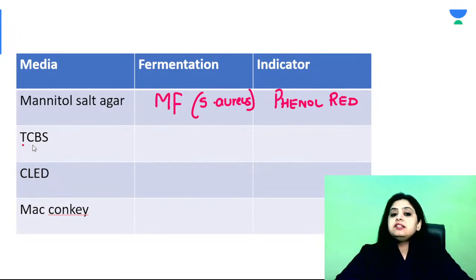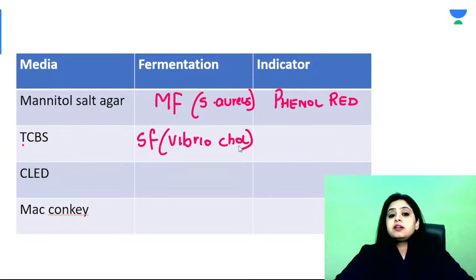Coming to the next, TCBS, thiosulfate citrate bile salt sucrose, sucrose fermentation. कौन करता है sucrose fermentation? Vibrio cholerae. अब this is the different one. देखो बाकी सब में तो color दिख रहा था, but TCBS में looks green. But what is the indicator? It is bromothymol blue. CLED is going to tell me lactose fermentation.